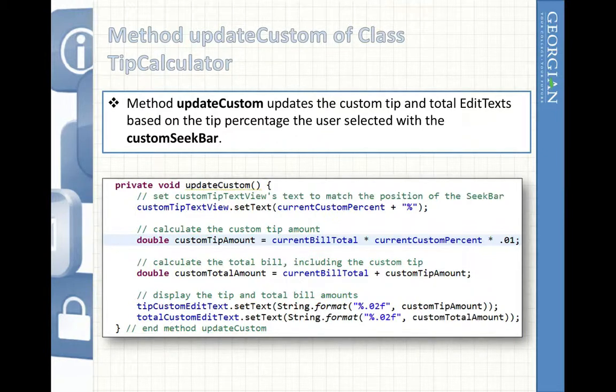Some of the same things. I would declare my custom tip amount and custom total amount at the top of my update custom method, and then I would assign them afterwards. That's just the right thing to do. I don't like declaring and assigning variables as I go. It's bad form.